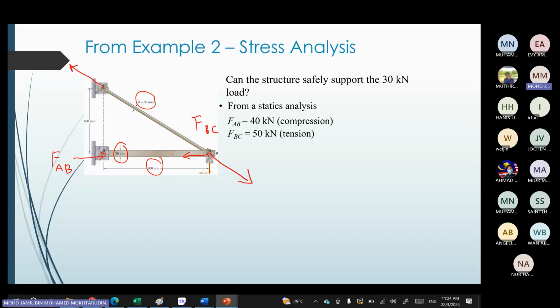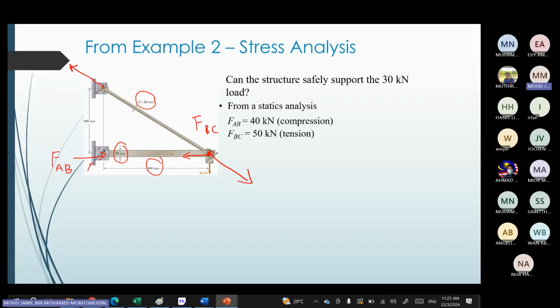Okay, so FBC tension, FAB compress. Before that you need to look at the direction of the force. When it says compress, it means that FAB is acting in this direction, going to the positive X. Then FBA at point B will be directed towards A. So if you imagine there are two forces acting at point A and point B, pushing the structure so that it is compressed.